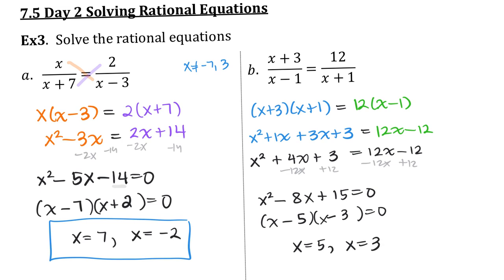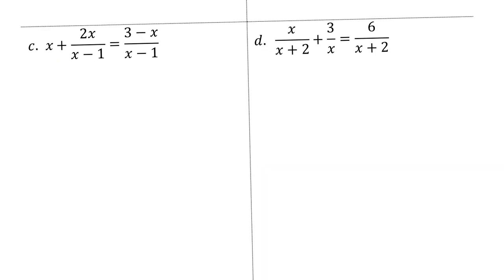And even though it didn't say to state the domain, I need to respect the domain. So if I look back up here, I can see that x can't be 1 and x can't be negative 1. And if it doesn't say to list it, you don't have to list it, but you do need to go back and look at it to see if there were any extraneous solutions. Okay, let's look at C.